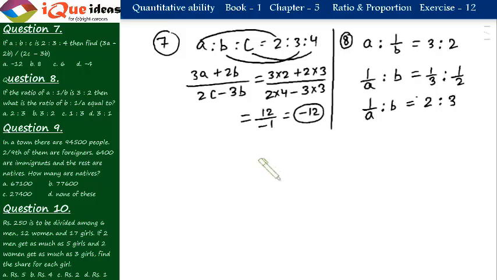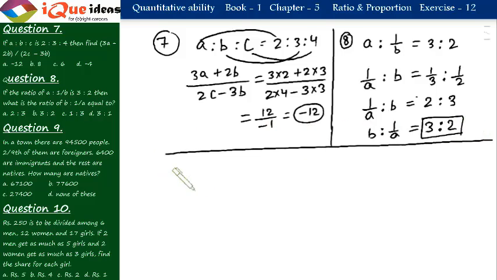Now the question is asking B is to 1 by A, so just reverse. So B is to 1 by A will be equal to 3 is to 2. Here we only have to change the order. So the answer of the question is 3 is to 2. Just be careful about the power and the degree and the order.